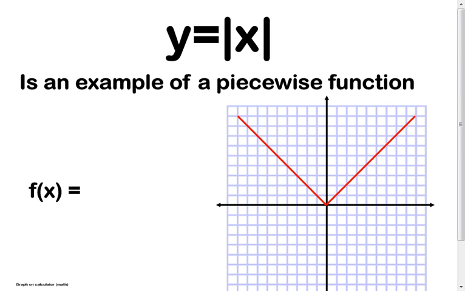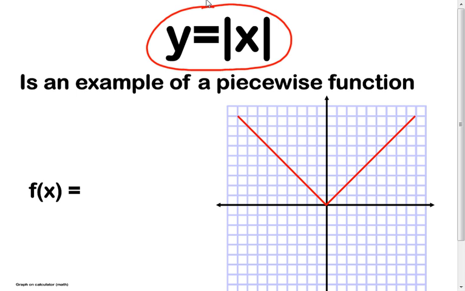All right, and now we are going to start looking at absolute value and composite functions. All right, this equation right here is the basic absolute value function. Y equals the absolute value of x.